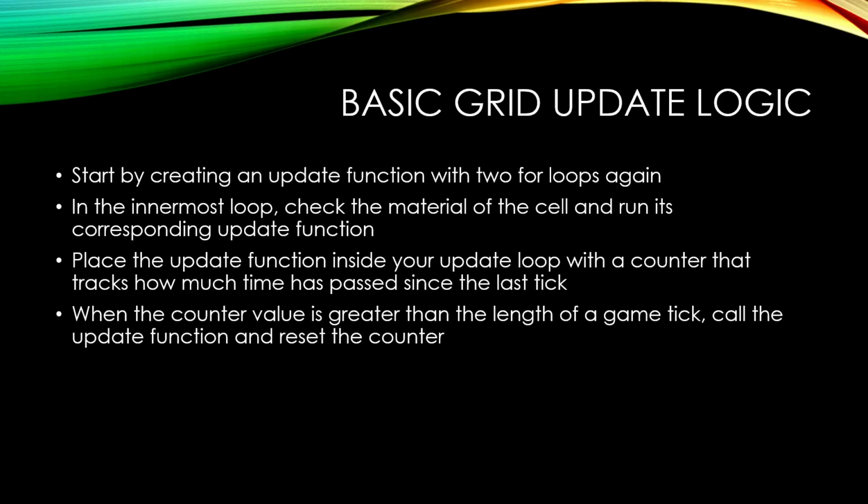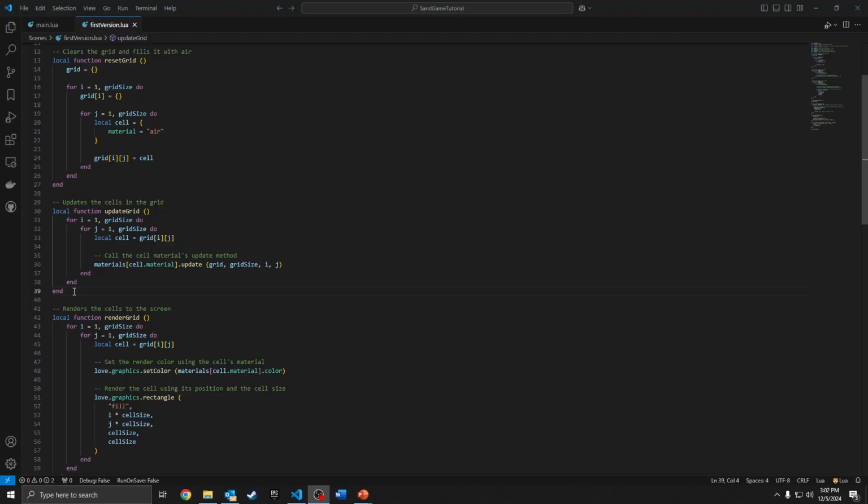Alright, with that out of the way, now we can begin working on the update logic. You'll want to start by making another function with 2 for loops again, and in the innermost loop, you'll need to check the material of the cell and then find and run the corresponding update function. Now here you can actually see the update grid function that I made, and like I said, it just has 2 for loops. Inside of it, we get the cell, then we look up the cell's material, use that to index the materials table, and then run the associated update function. You can see we're also passing the grid size and the location of the cell to this function as well.